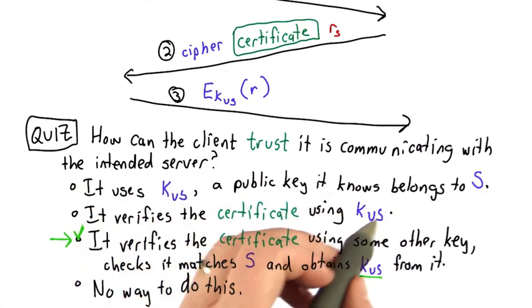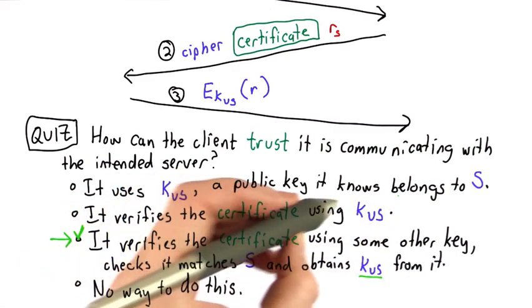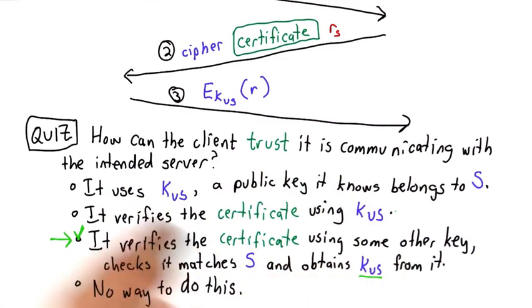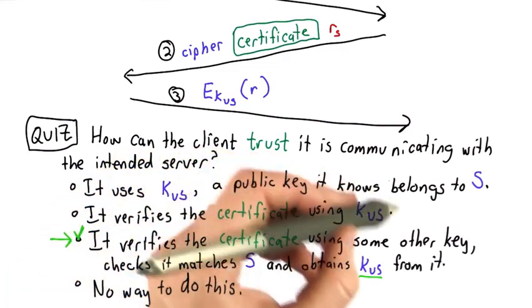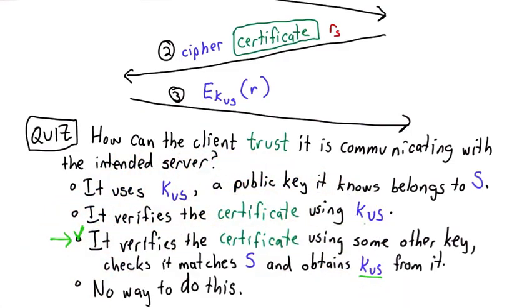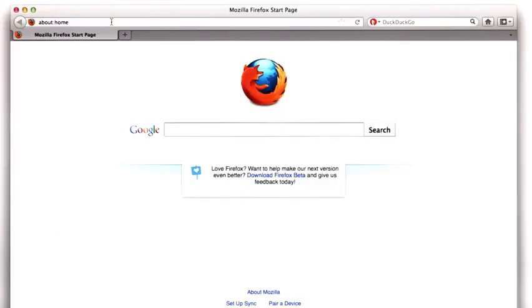Verifying the certificate using KUS doesn't make any sense because KUS was provided by the server. So if we used the server's public key to verify the certificate, that would be a self-signed certificate. It wouldn't prove anything since the signature is being verified with a key provided by the person claiming the signature. That's why we need the third solution, which uses some other key that the client already trusts to verify the certificate, and then the information in the certificate to know that it's the right server and to know the server's public key.